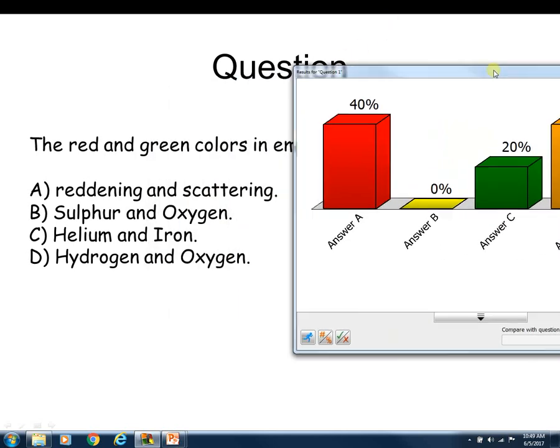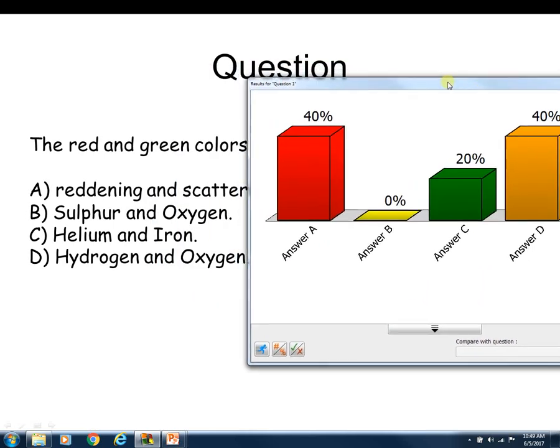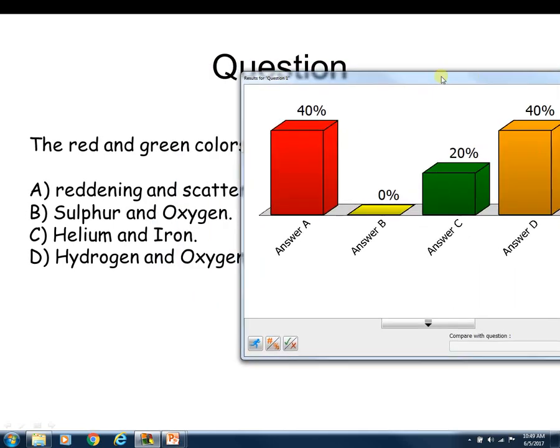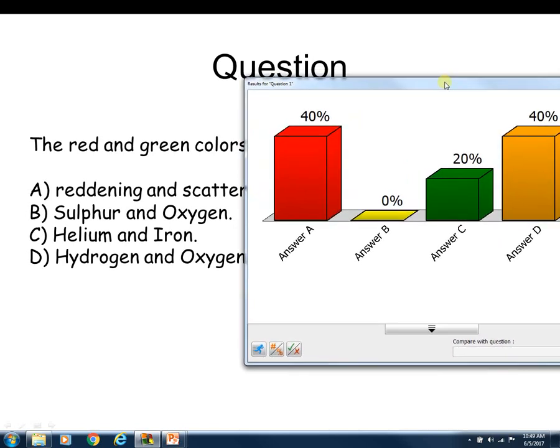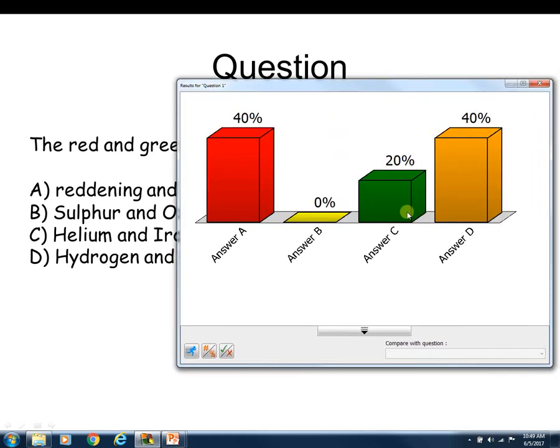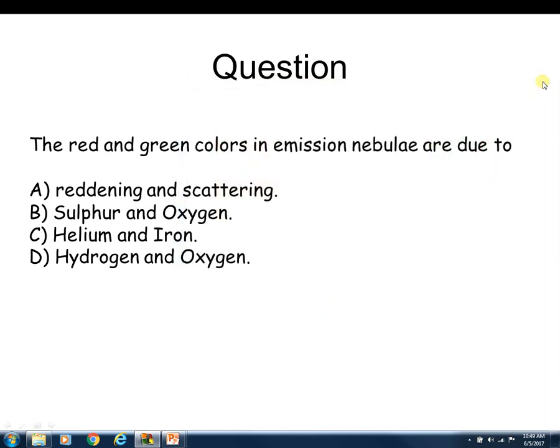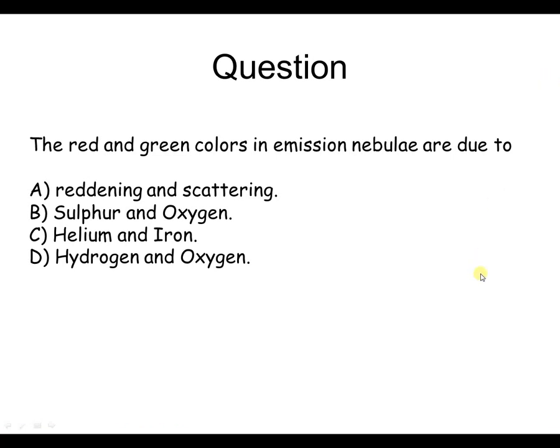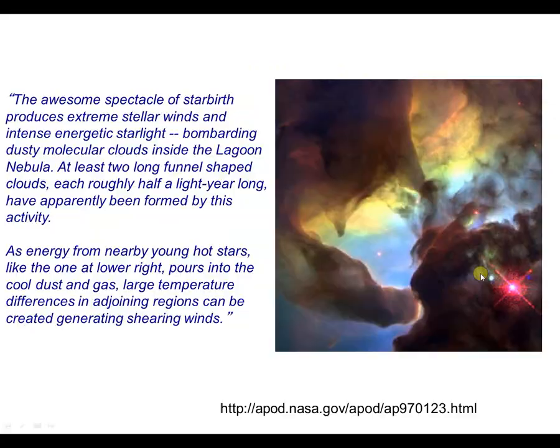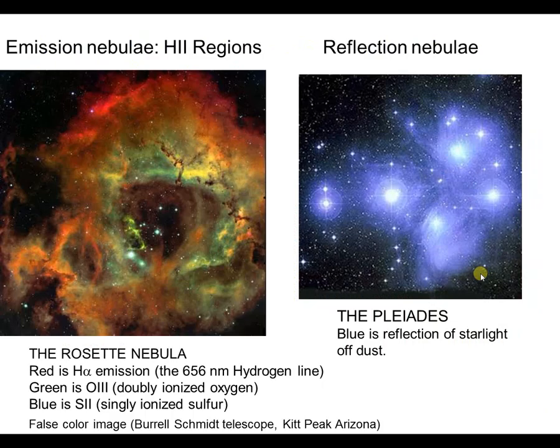Ooh, you're kind of split here. So some people were saying hydrogen and oxygen. Some people were saying reddening and scattering. A few people were saying helium and iron. So the correct answer should have been hydrogen and oxygen, D. So going back to, hold on. Going back to here is where we were talking about the Rosette Nebula, and we talked about the red being due to the H alpha, the hydrogen, and the green being due to the oxygen and the blue sulfur.